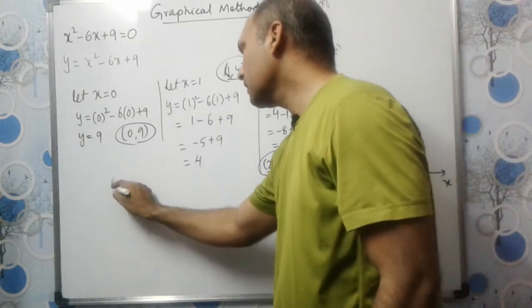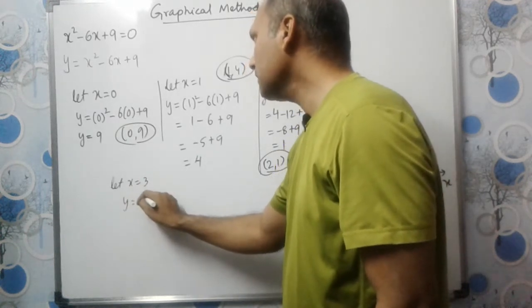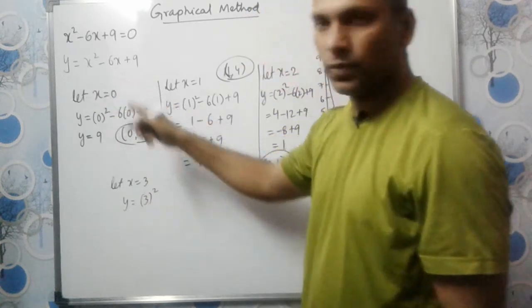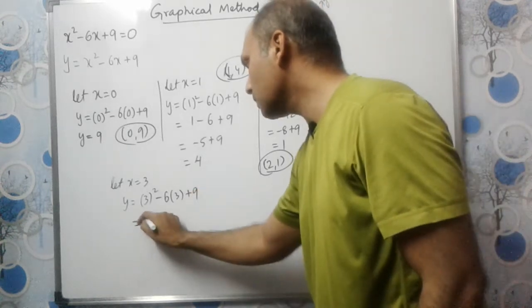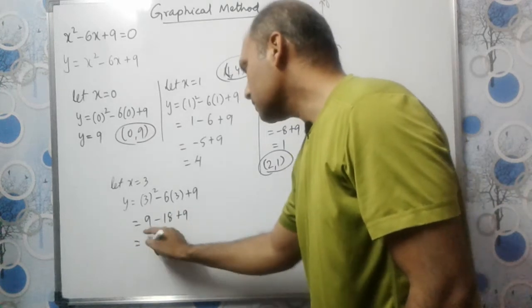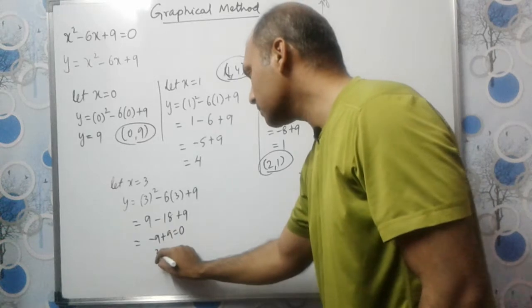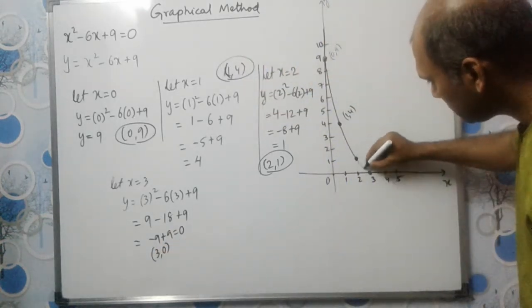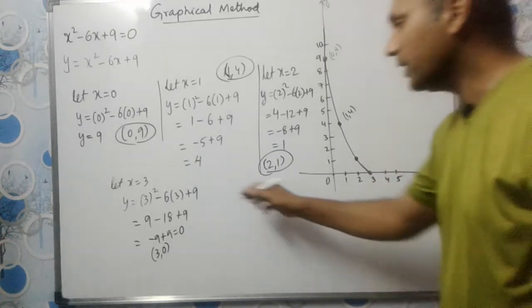Now let us take x is equal to 3. If we take x is equal to 3, what is the value of y? Y will be equal to, see, in place of x we need to write 3. 3 square minus 6 into 3 plus 9. So this will be 3 square 9, 3 6s are 18 plus 9. So 9 minus 18 is minus 9, minus 9 plus 9 is 0. So what point should we plot? 3 comma 0. So this is 3 comma 0. So okay, the graph has touched the x-axis. That means one zero, or one root, is 3.